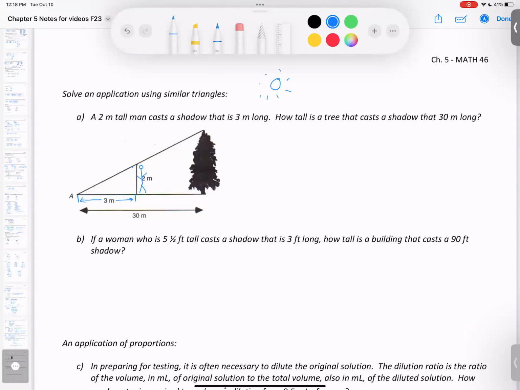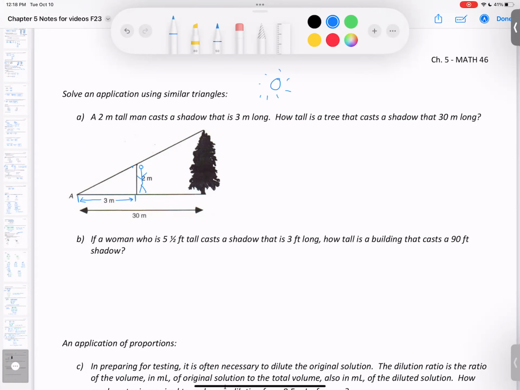So now we have a shadow that's 30 meters, and we want to know this distance here, this height. Okay, I'll call it h. So we're looking for the height of the tree. Well, the sun is hitting at the same angle. And so we can figure out what that height of that tree must be, because these are going to be equal proportions. So what we can do is we can look at the object over the length of the shadow.